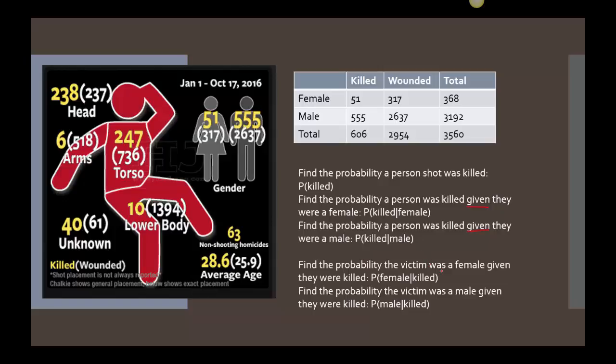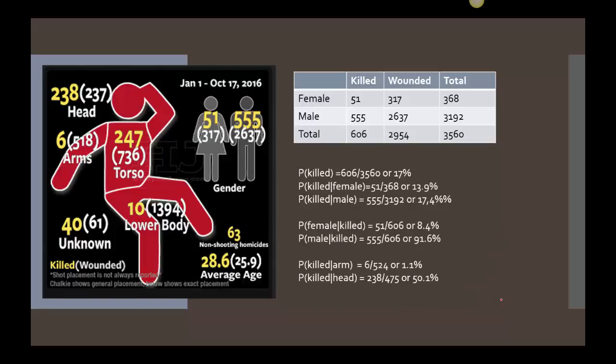Find the probability a victim was female given they were killed. And then probability the victim was a male given they were killed. So I did kind of a forward and backwards because I want you to see that order matters. Just like sometimes we're looking at when does order matter in math, when does order not matter. I want you to see that with probability. So let's work through these.